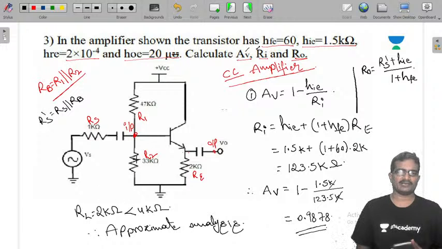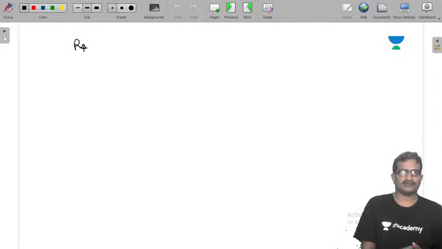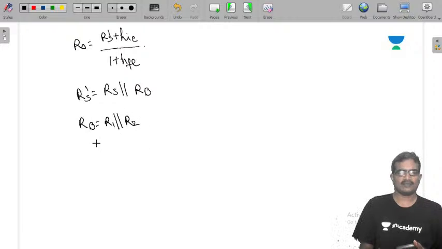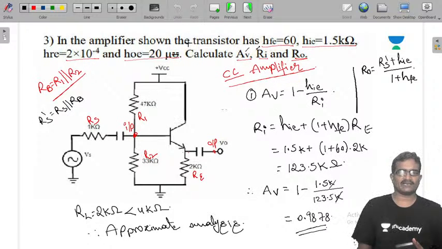Now we need to get RB first. After that RS dash, then substitute here. So R naught we need, which is RS dash plus HIE by 1 plus HFE, and RS dash is RS parallel with RB, and RB value is R1 parallel with R2. So R1 parallel with R2 is 47k parallel with 33k.